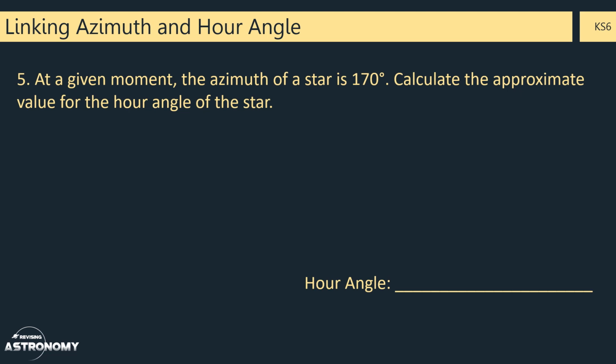Okay, at a given moment, the azimuth of a star is 170 degrees. Calculate the approximate value for the hour angle of the star. So for this one, we know that that would be 180 degrees, and we know that it's somewhere over 170 degrees. So we want to work out the difference between it here for our hour angle. So we know that the difference is 10 degrees. So our degrees is 10.